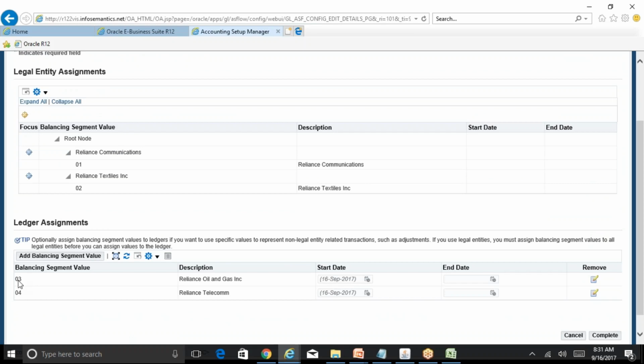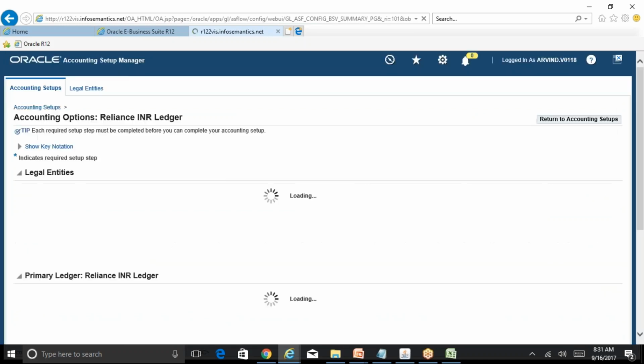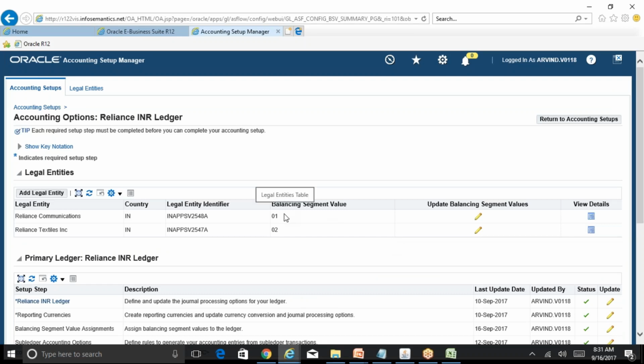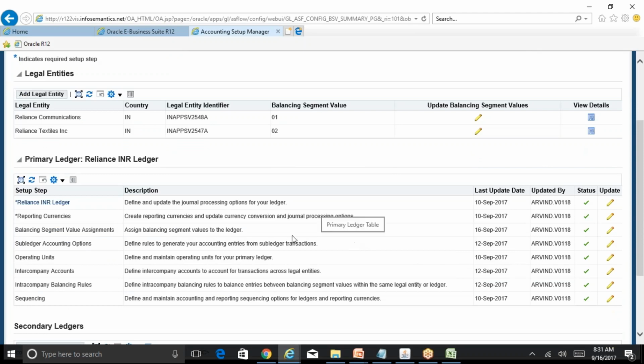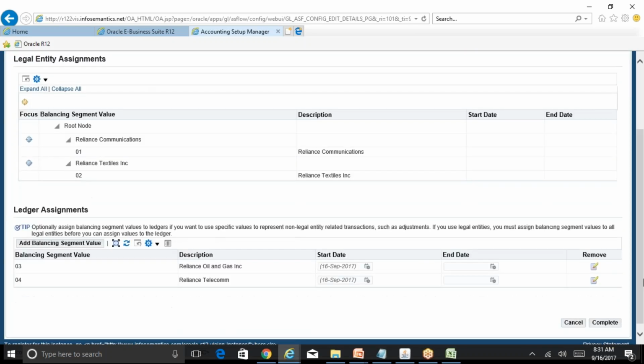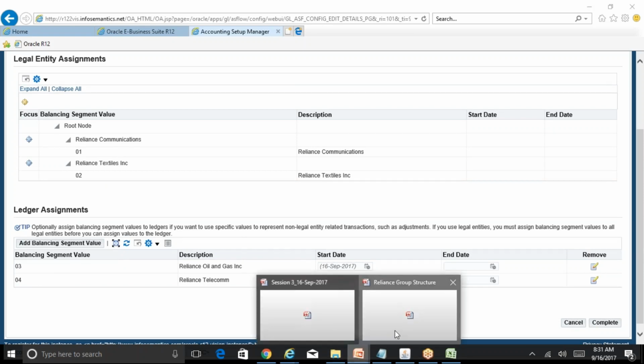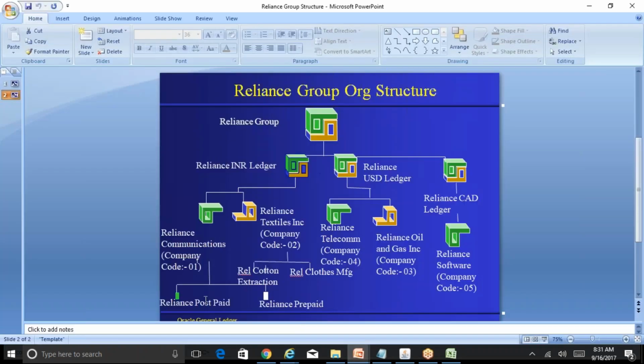Did you get what I'm trying to say? So there are two kinds of assignments. One is directly assigning at the legal entity level, which will automatically take care of assigning it under the ledger. But if you assign any segments, balancing segments or company codes at the ledger level, so assigning balancing segment values to the ledger, when you click on update and assign the company codes at this level, they are available to be used only under the general ledger module, only at a ledger level. So as far as this example is concerned, you cannot use 03 and 04 under any of these operating units, especially from a subledger perspective.